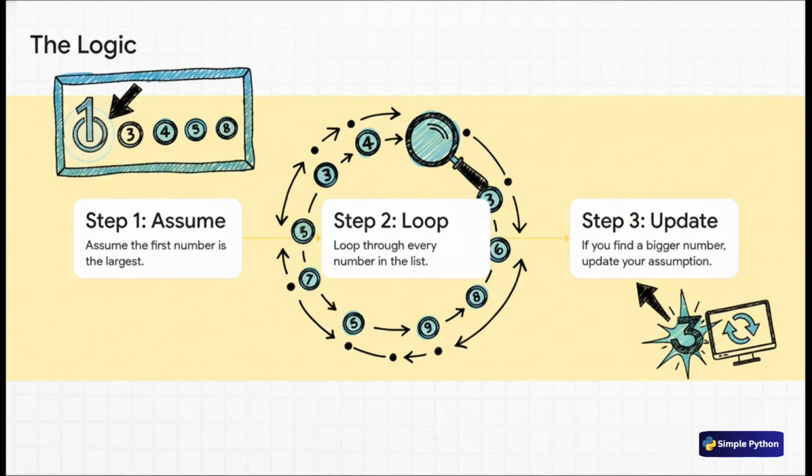So the key thing to get here is the logic, the pattern. It's a really simple but super powerful three-step dance. Step 1, make an assumption, a baseline. Step 2, loop through everything and compare against that baseline. And step 3, if you find something better, update your assumption. That's it. It's a fundamental concept you'll use all the time in programming.